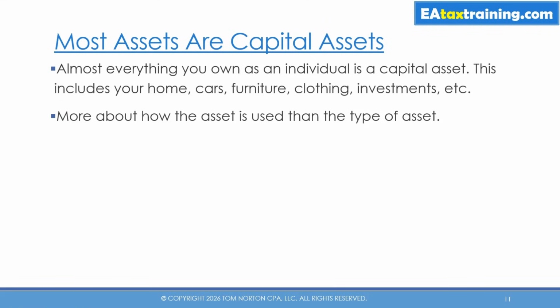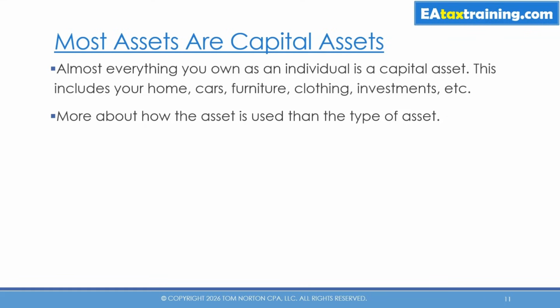So, what this results in is that almost everything you own as an individual is a capital asset. Your house, your car, your furniture, your clothing, your investments that you own, your collectibles that you own, all of that is a capital asset. It's more about how the asset is used than the type of asset. So if you have a car as an individual, that is a capital asset. But if a business has that exact same car, it is not a capital asset.